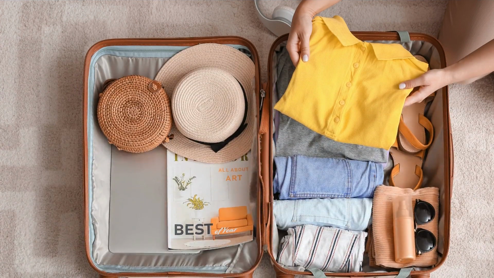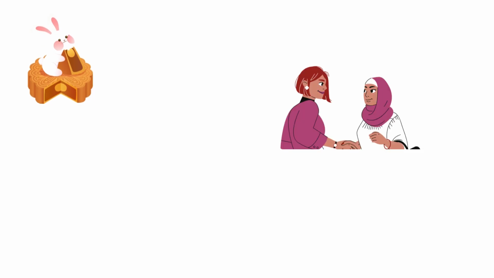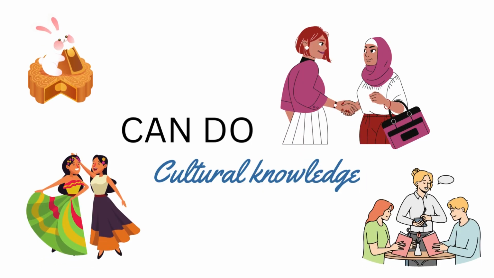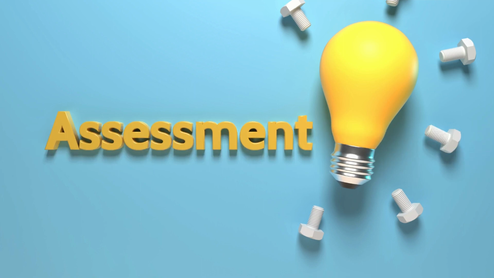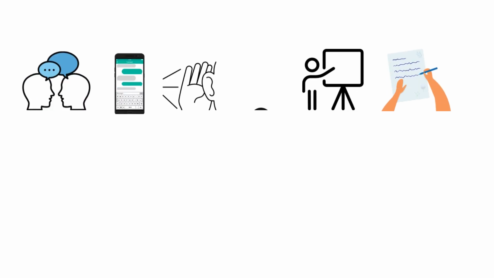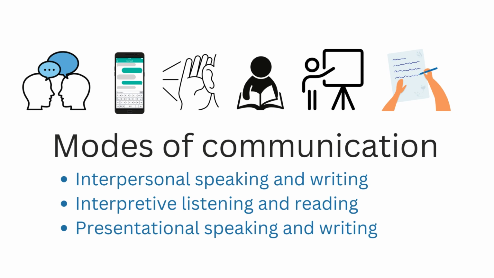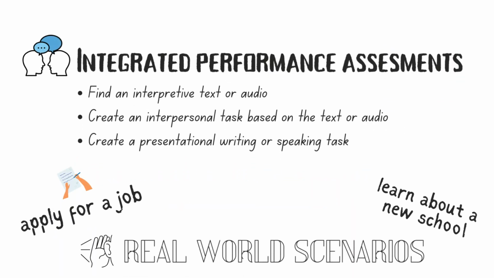Once we've finished packing and figuring out what our students should be able to do with the language, let's take a look at our destination. What is it that we want students to be able to do with the language, and what cultural knowledge will they have? Now we will begin planning our assessment. There are 3 modes of communication contained in the TEKS: interpersonal speaking and writing, interpretive reading and listening, and presentational speaking and writing. Choose how you're going to assess the modes of communication.